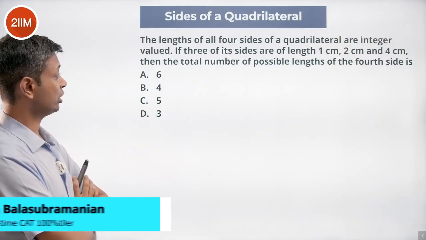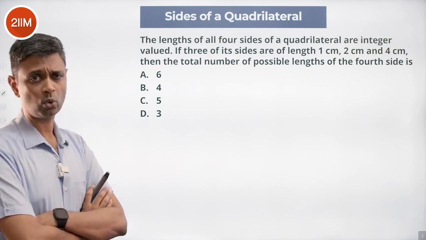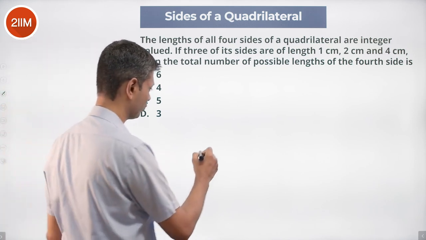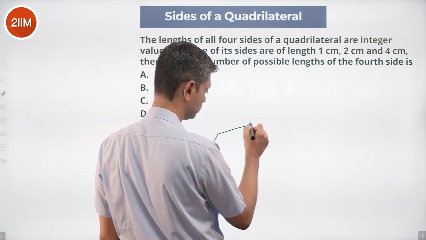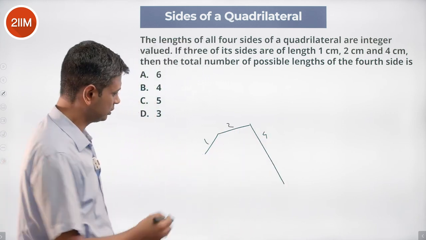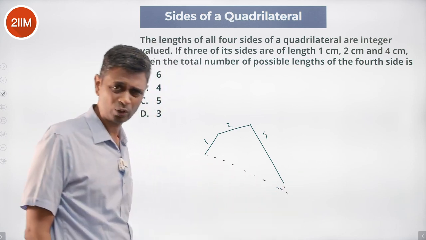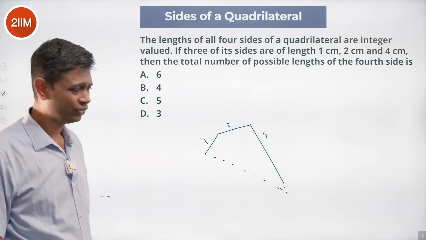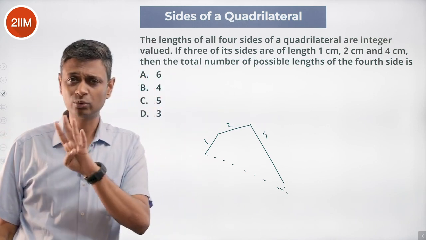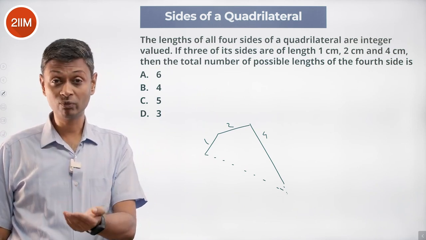The lengths of all 4 sides of a quadrilateral are integer valued. If 3 of its sides are valued at 1, 2 and 4, then what is the total number of possible lengths of the 4th side? Nice. 1, 2, 4. This would be the long side. 1, 2, 4. Right? So, simple rule of thumb, the sum of any three sides of a quadrilateral will be greater than the 4th.